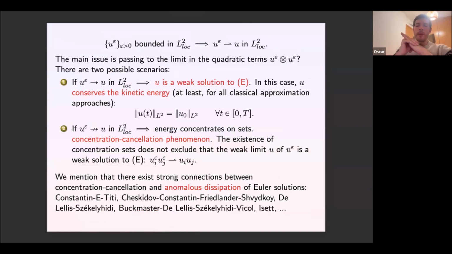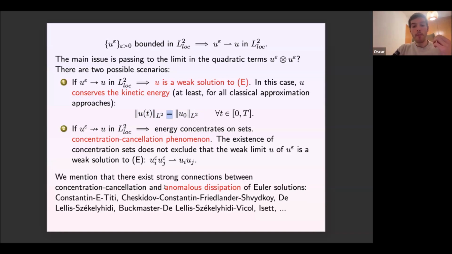At least I would like to mention very briefly that there exist strong connections between the concentration-cancellation phenomenon and the so-called anomalous dissipation in Euler equations. So anomalous dissipation means that the energy conservation fails to be true. So this formula here is no longer true. All right? So one can construct wild solutions to Euler equations in such a way that this equality here fails.